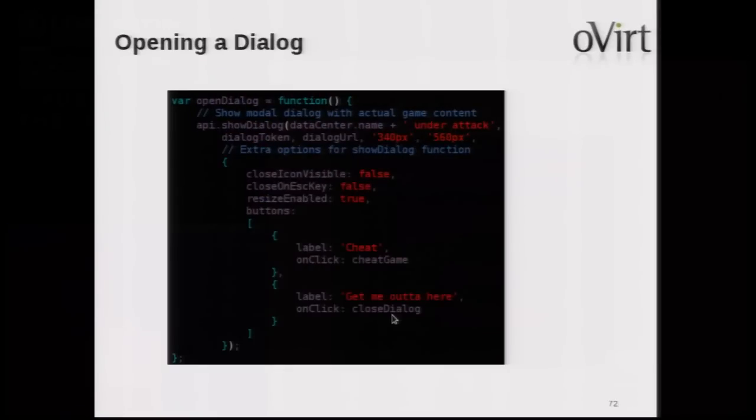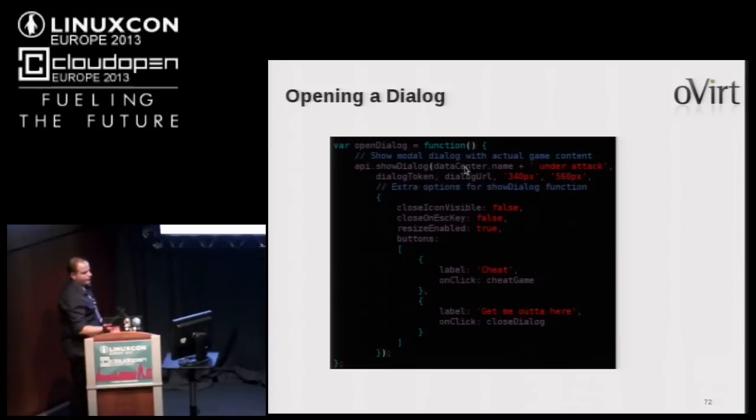So the open dialog function called the API show dialog function and gave a label of data center name under attack, because we give the UI plugin infrastructure the details about the selected object. And we have two buttons that we created in the dialog, cheat and get me out of here. That also gives you a way to open a new dialog, but also get buttons that can get you back to the engine. These are these two buttons.